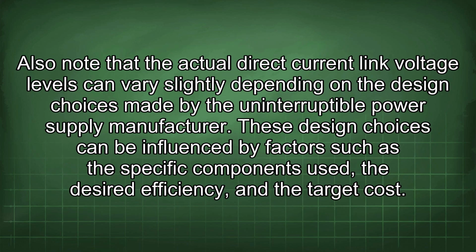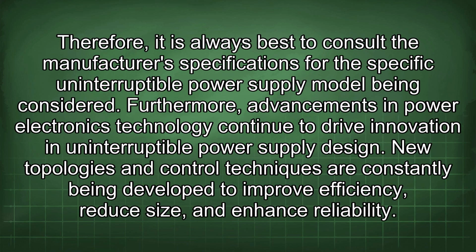a decision. Also note that the actual direct current link voltage levels can vary slightly depending on the design choices made by the uninterruptible power supply manufacturer. These design choices can be influenced by factors such as the specific components used, the desired efficiency, and the target cost. Therefore, it is always best to consult the manufacturer's specifications for the specific uninterruptible power supply model being considered.